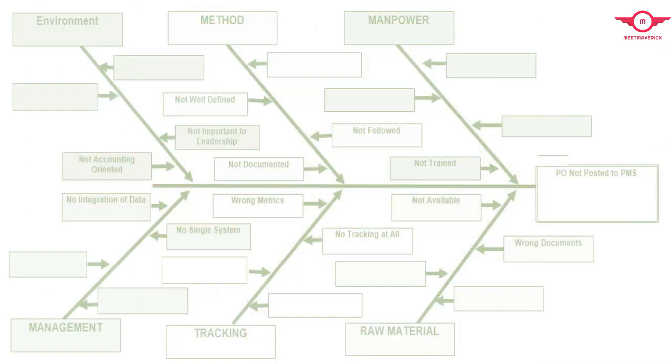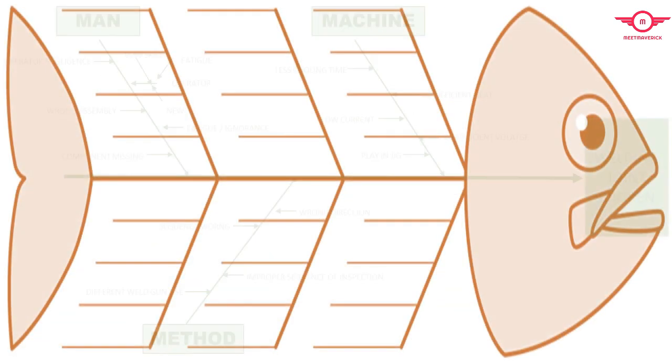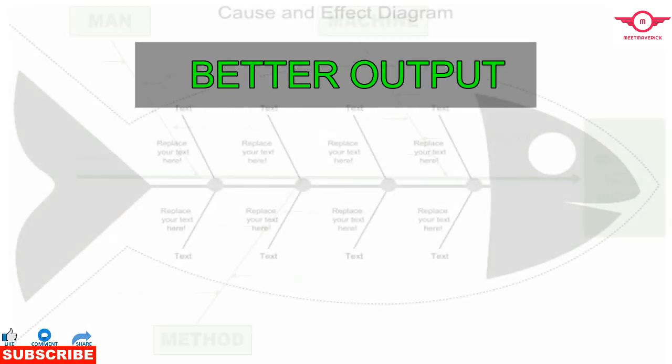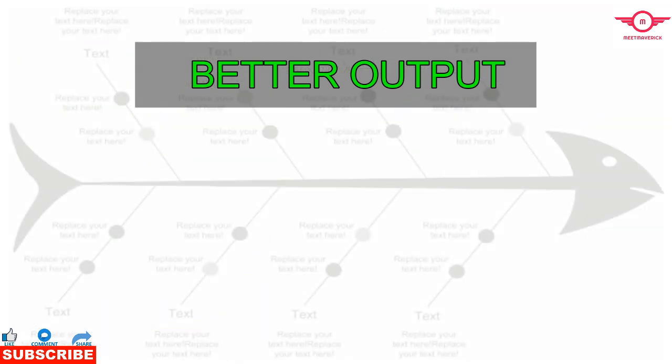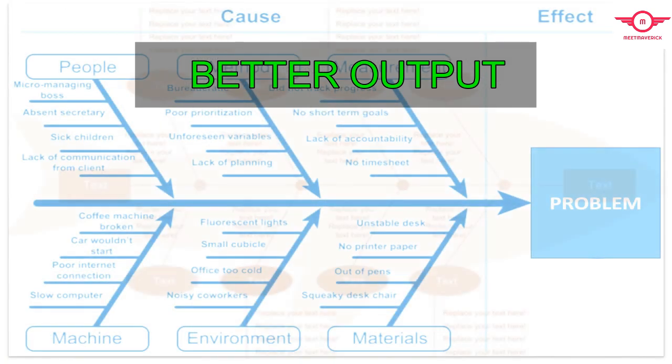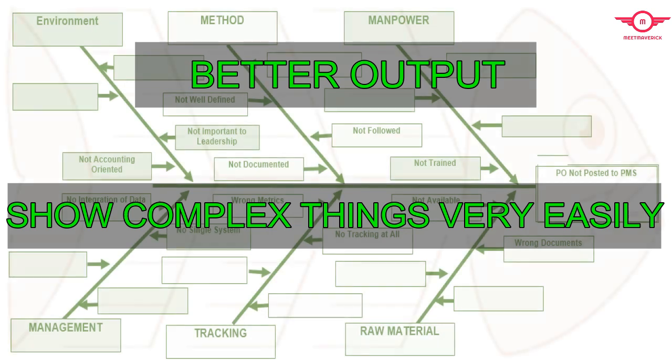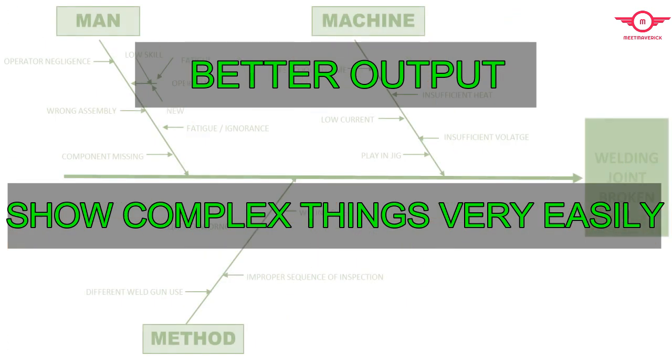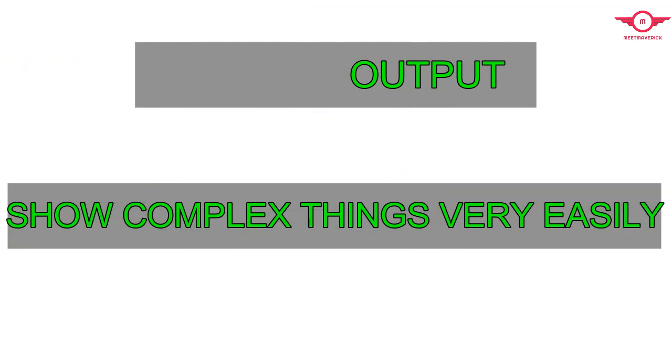Now what is the importance of the fishbone diagram? The importance of this diagram is that it involves a number of members for input on a particular problem, which makes them unite for the cause and come up with a better output. Second importance is it will show complex things visually very easily. One can very easily identify the possibilities with just one diagram.